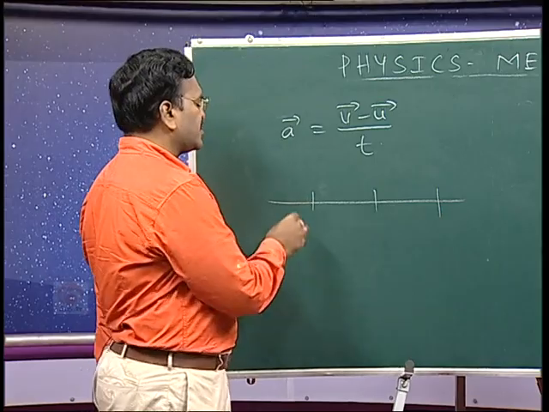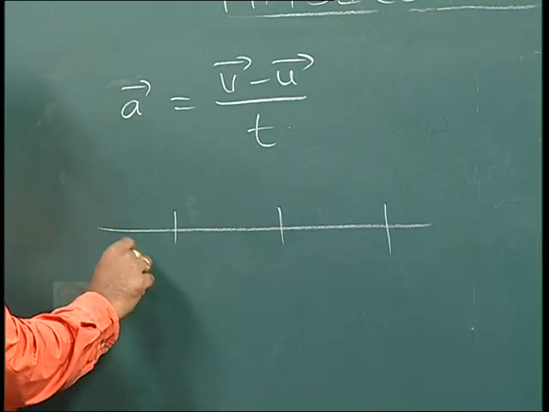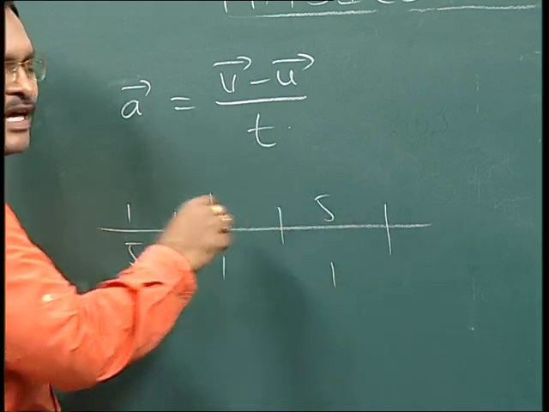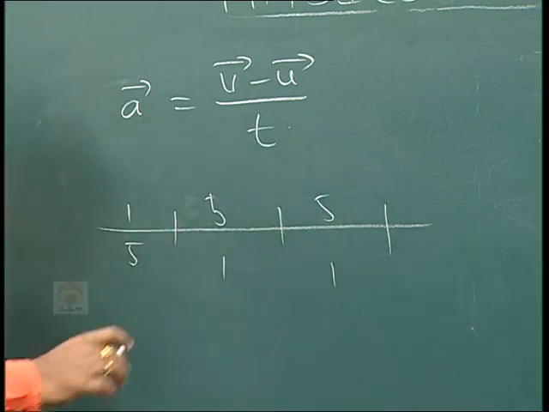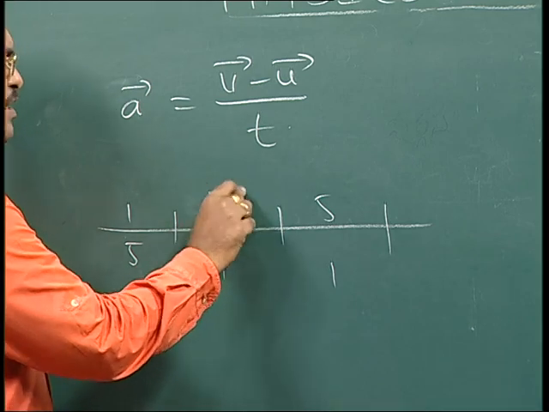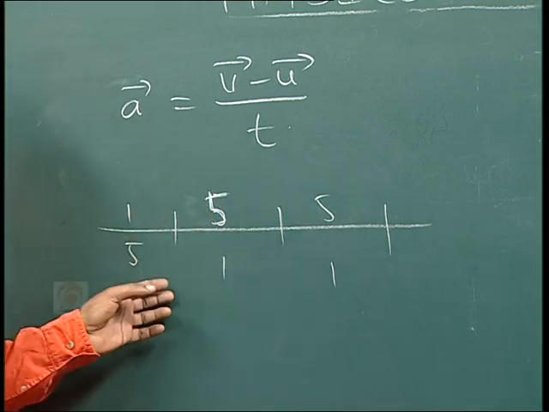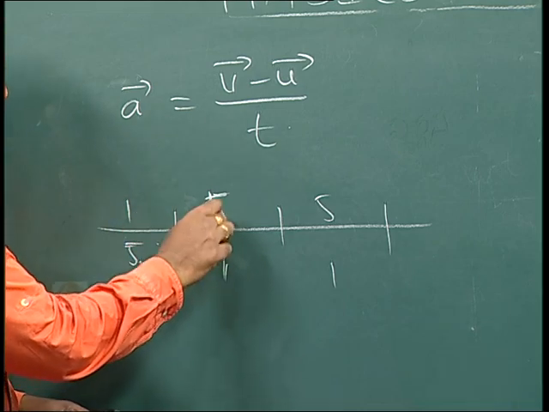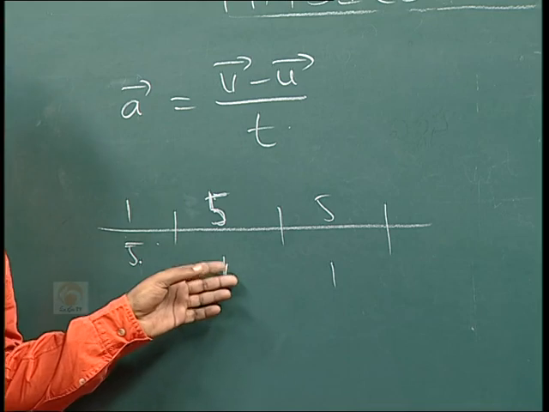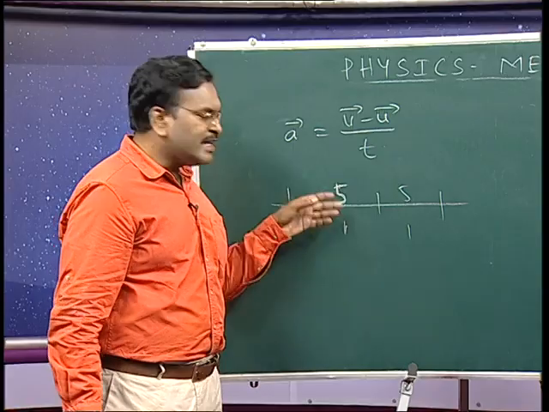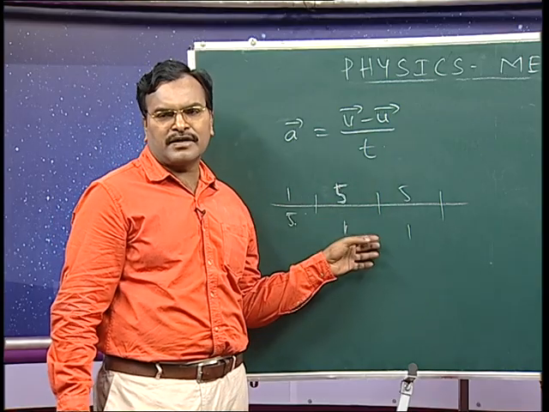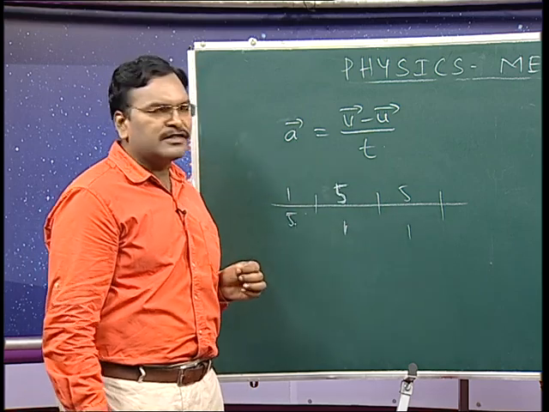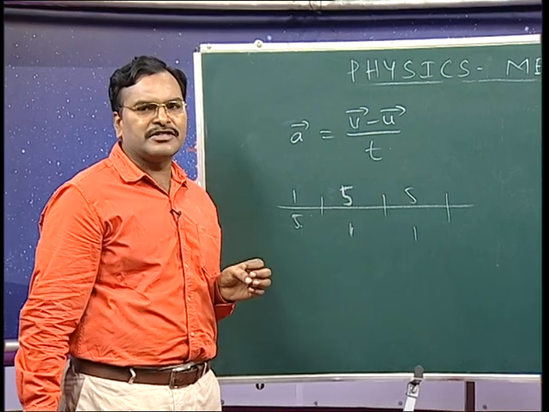Next we have uniform acceleration. What is uniform acceleration? Equal changes in velocity. Suppose the change in velocity is 5 in the first second, and the next second also the change in velocity is 5. Equal changes in velocity in equal intervals of time. If a body possesses equal changes in velocity in equal intervals of time, the body is said to be with uniform acceleration.